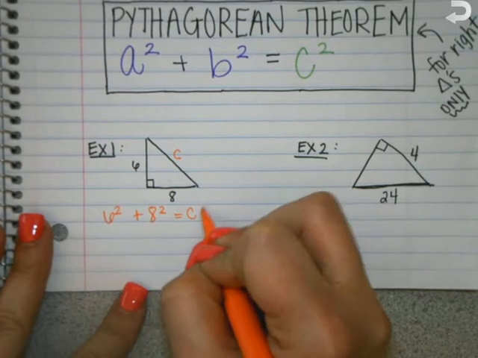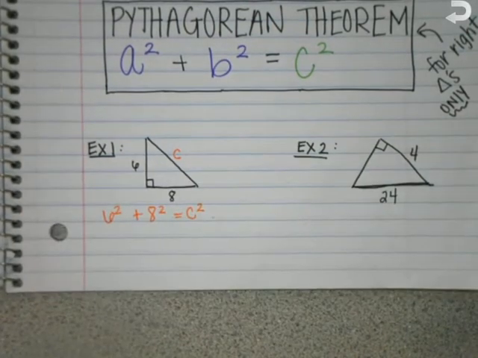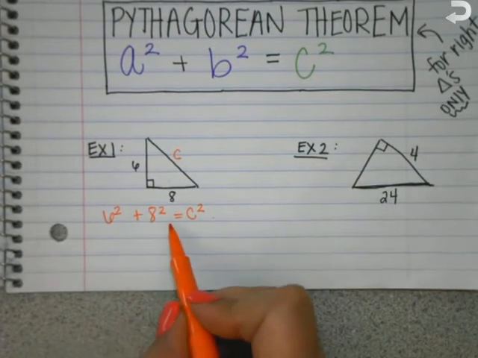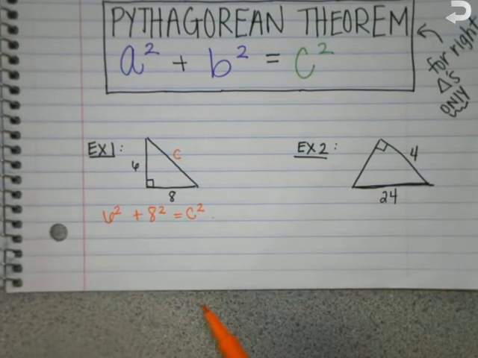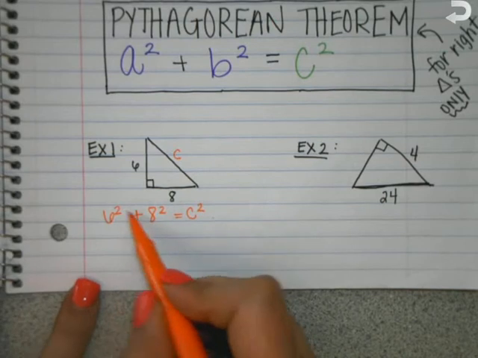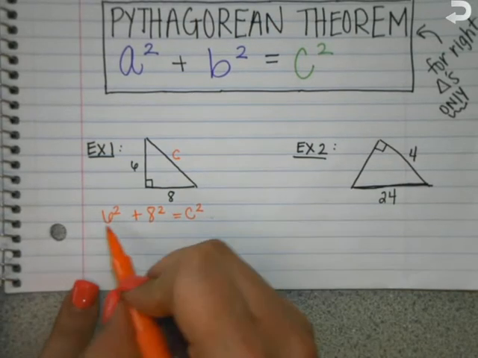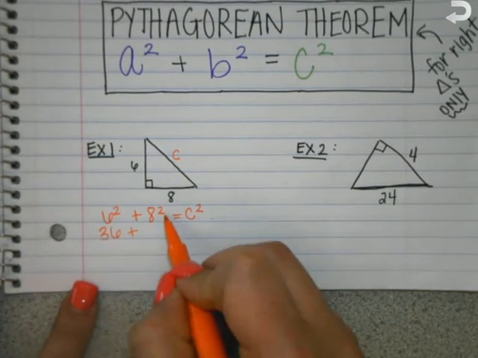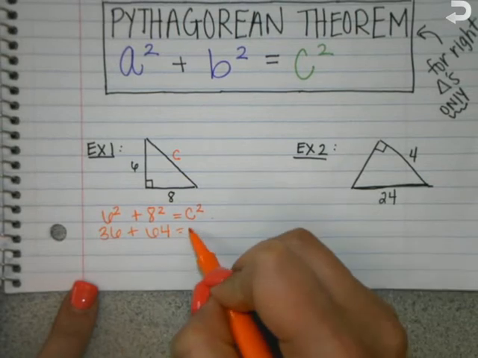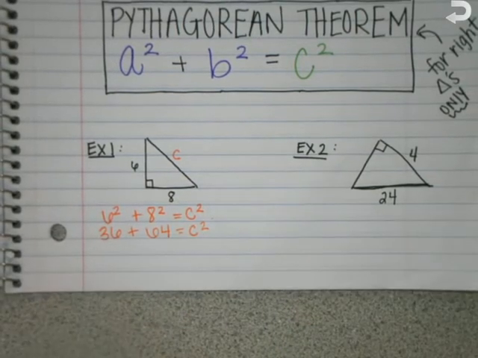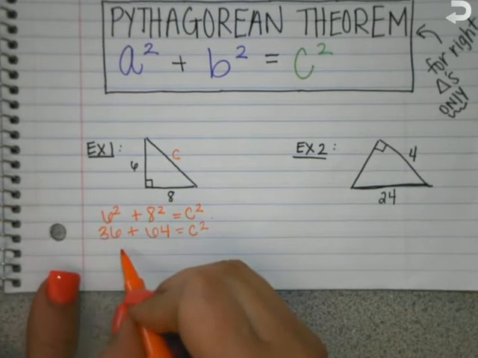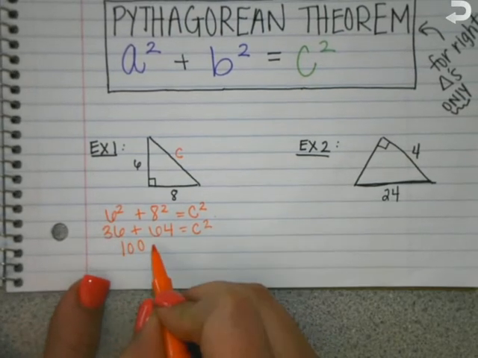The reason I want you to show all of these steps is because sometimes we will be solving for one of the legs instead. We want to do it all algebraically. You guys should all know what 6 squared is. What is it? 36 plus 64 equals C squared. What does 36 plus 64 come out to? So we get 100 equals C squared.